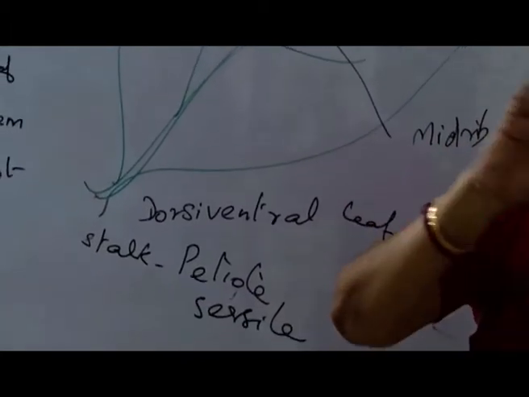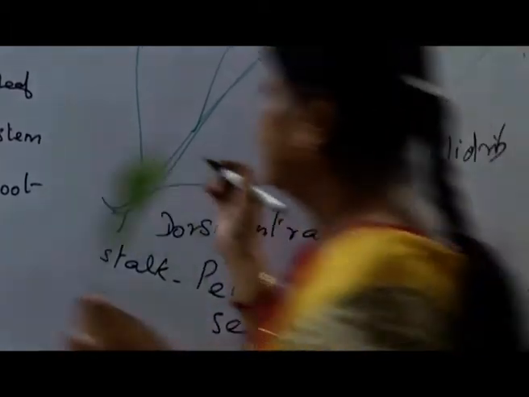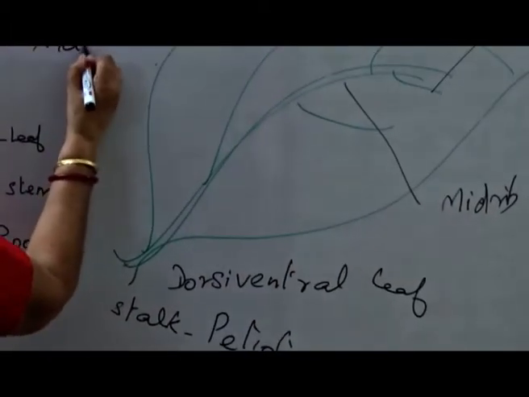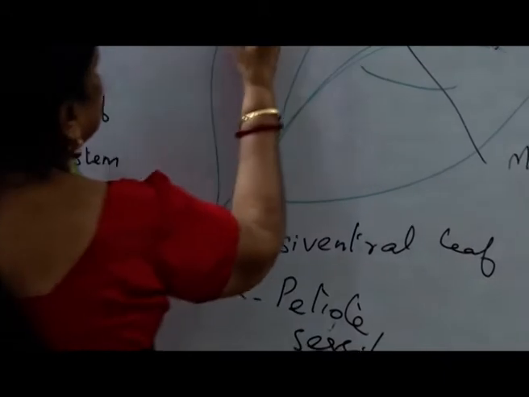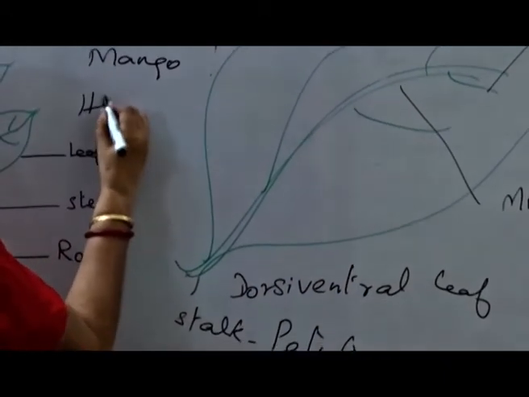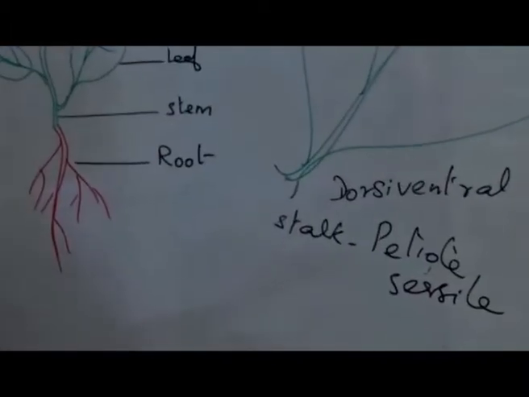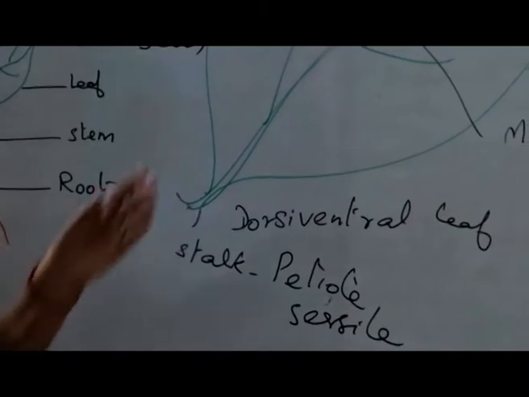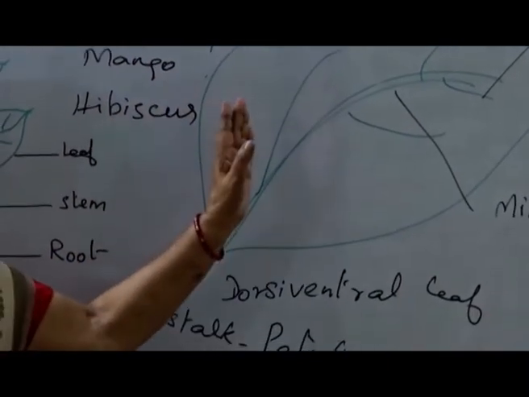The leaf margin may be smooth in nature, as in mango, or it has serrate margin like this, as in hibiscus. Hibiscus, or shoe flower we say. So it is having serrate margin in hibiscus leaf.